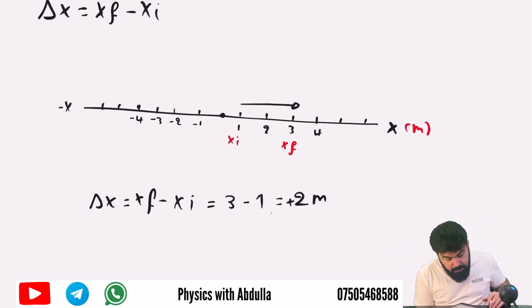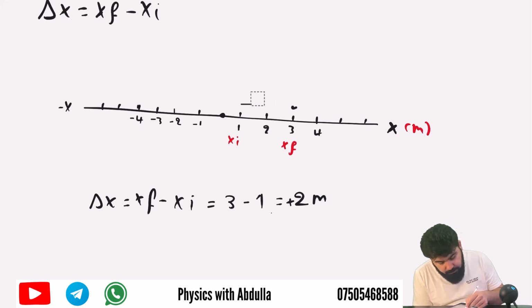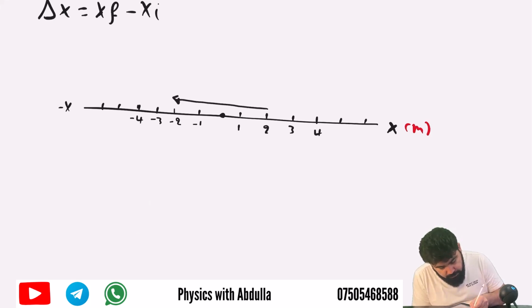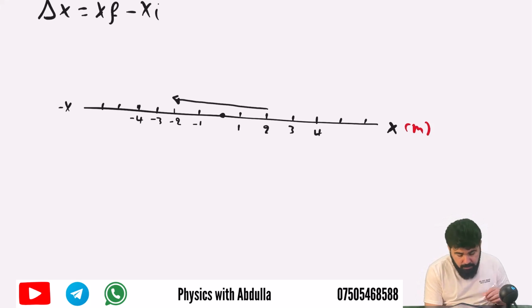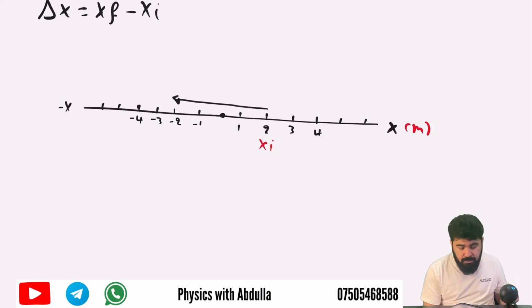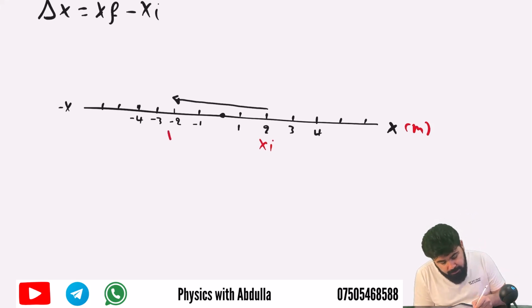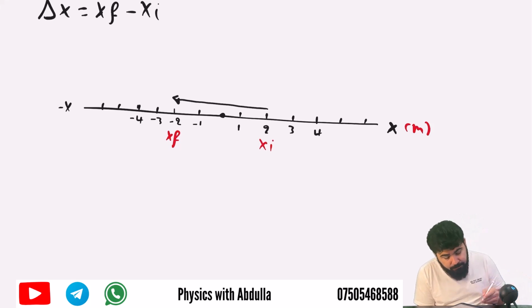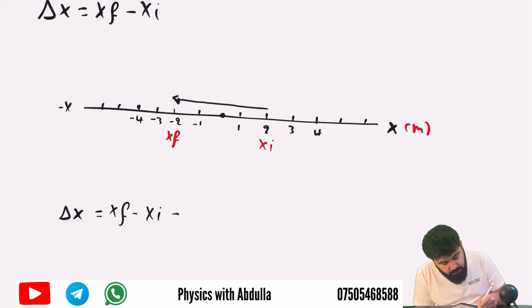Okay. What if that object, this time, it's not going this way, but it's going this way, let's say 2, and then it stops at -2. Okay, so 2 is x initial. It's the first position. Second, we have x final. You can make it x2 minus x1, it doesn't matter. So to calculate the displacement, we're going to say x final minus x initial.